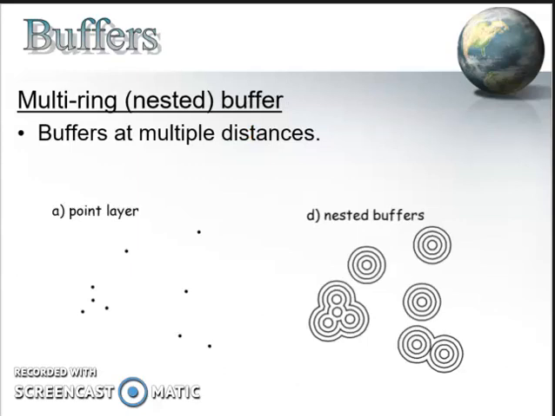So here we have a multi-ring or a nested buffer. This buffers at multiple distances. Let's say it'll buffer at 1 mile or 2 miles. We would use this in the case where different actions are required at different distances.